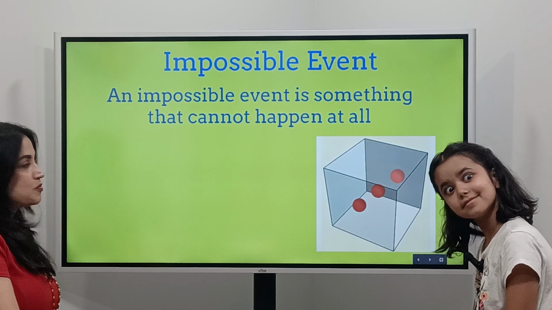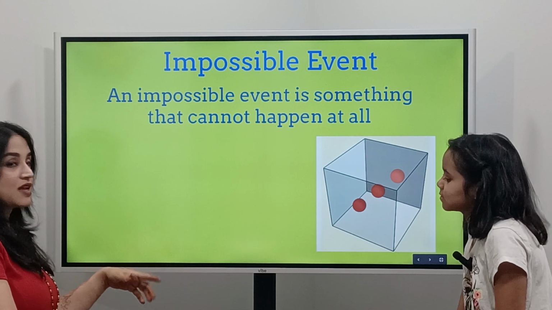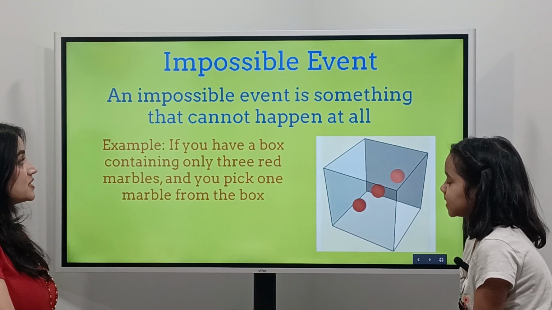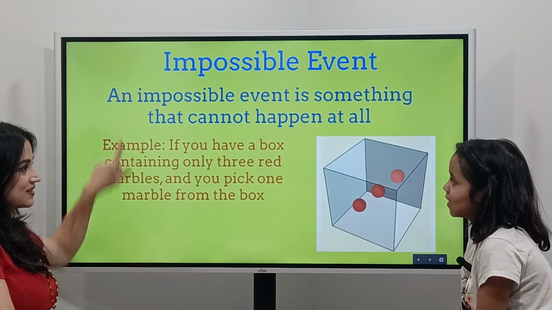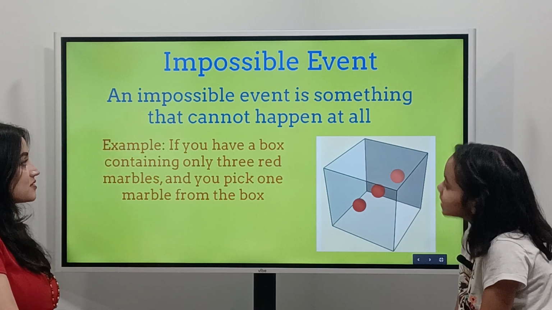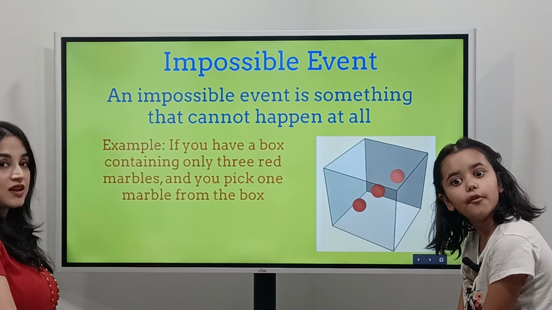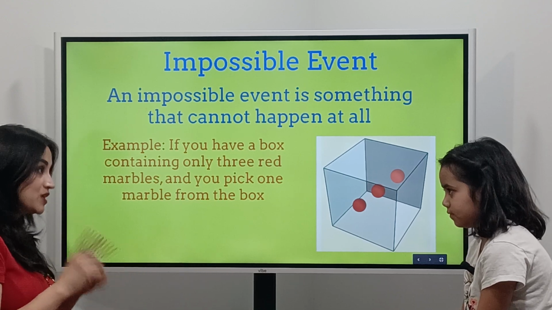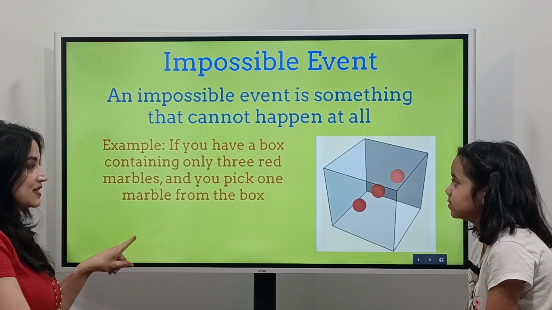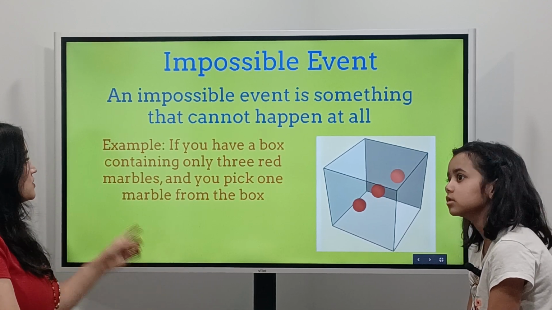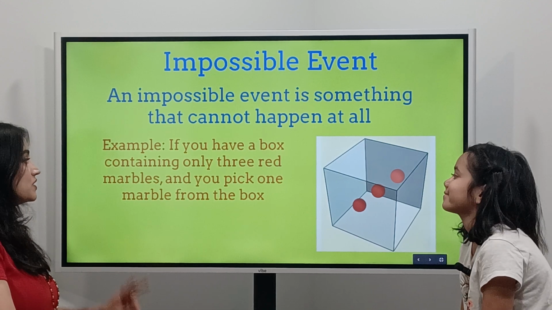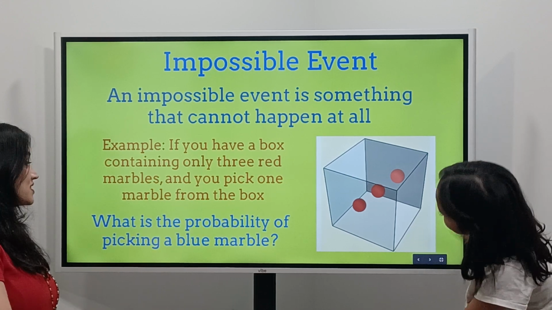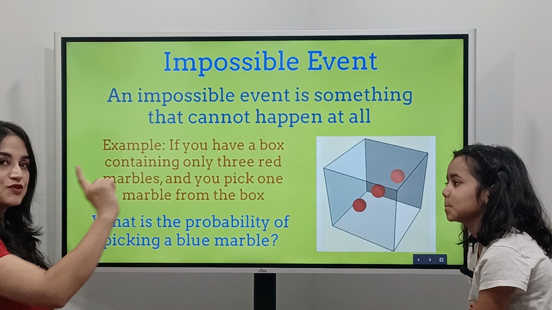Impossible event. So in probability, we talk about certain events and impossible events. What are impossible events? Can you read it, Lina? An impossible event is something that cannot happen at all. In a certain event, it's going to happen 100%. For example, if you have a box containing only 3 red marbles and you pick 1 marble, what is the probability of picking a blue marble?